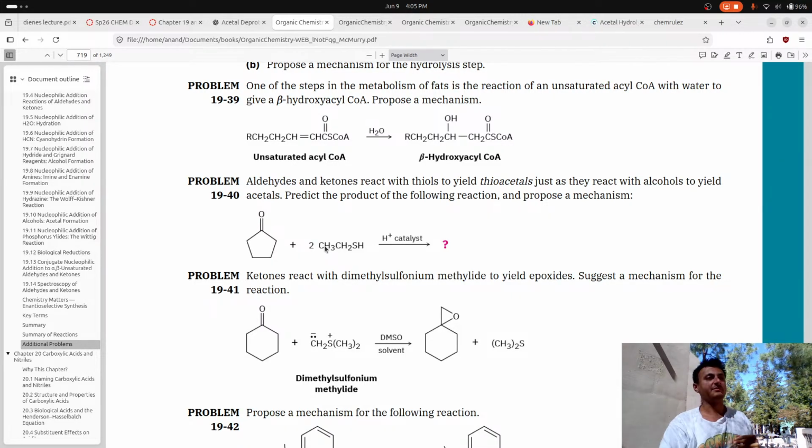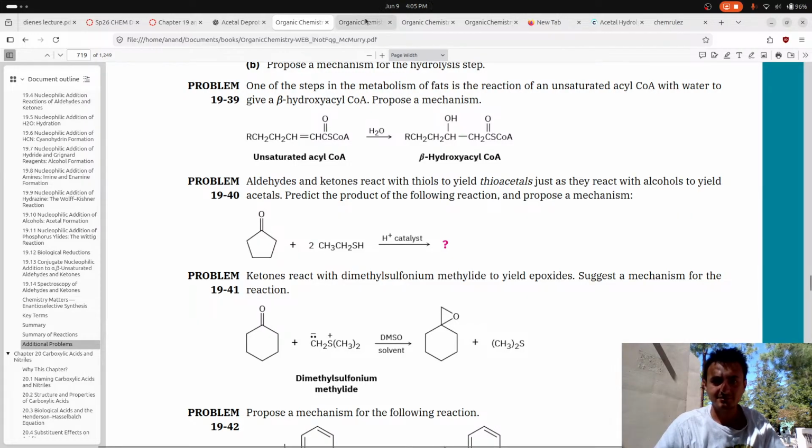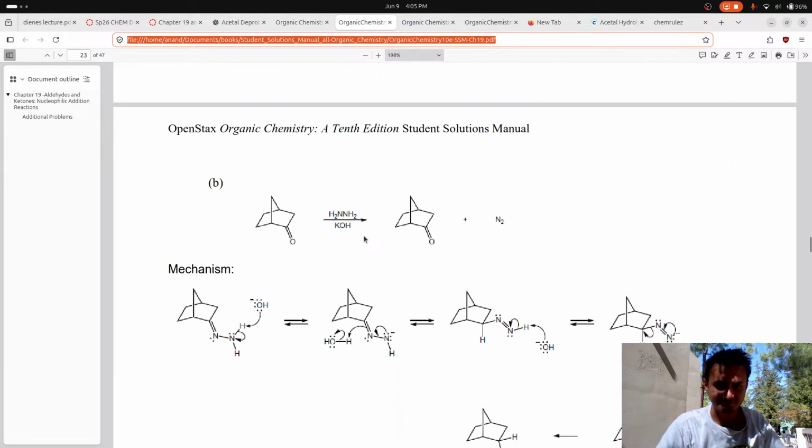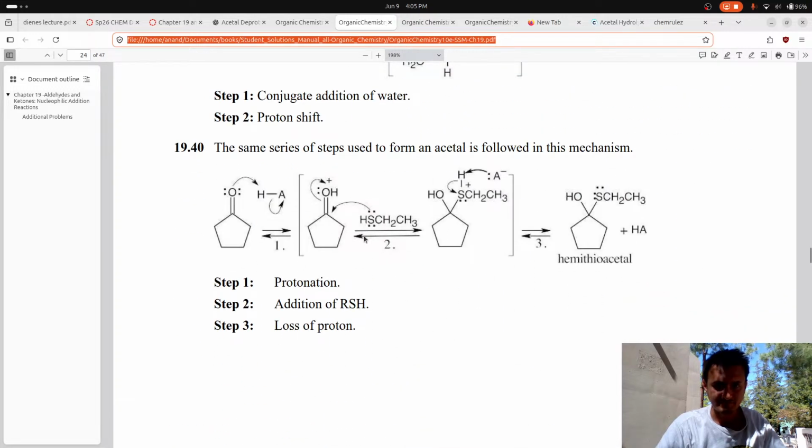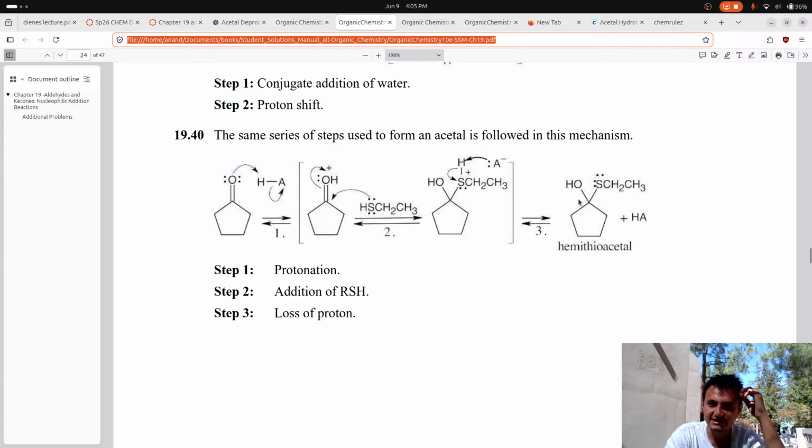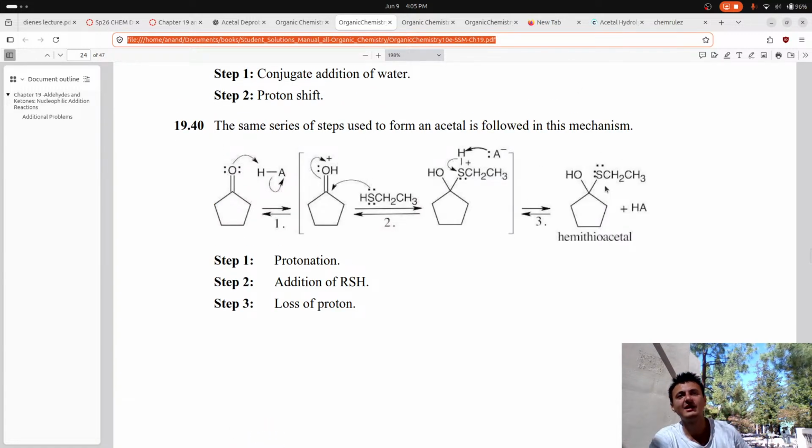Okay. I mean, she really wants us to know these acetal problems, dude. It's like the exact same thing. Yeah, you protonate it, nucleophilic attack. Okay, then you take a proton. Now it's kind of stable. But then this thing gets, yeah, a hemiacetal, hemithioacetal. Okay, so here we call this the hemithioacetal. All right, that makes sense.